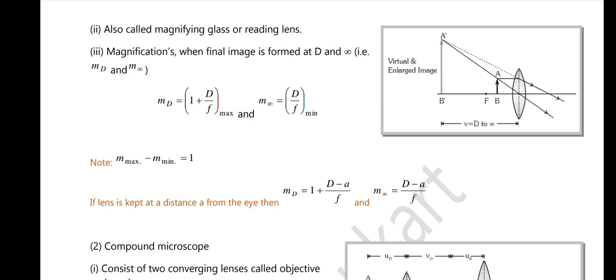So the magnification, when the final image is formed at D, M_D is equal to 1 plus D by f, maximum, and when the final image is formed at infinity, M infinity is equal to D by f, minimum. This is the formula used to find the value for the simple microscope, magnifying glass, or reading lens.